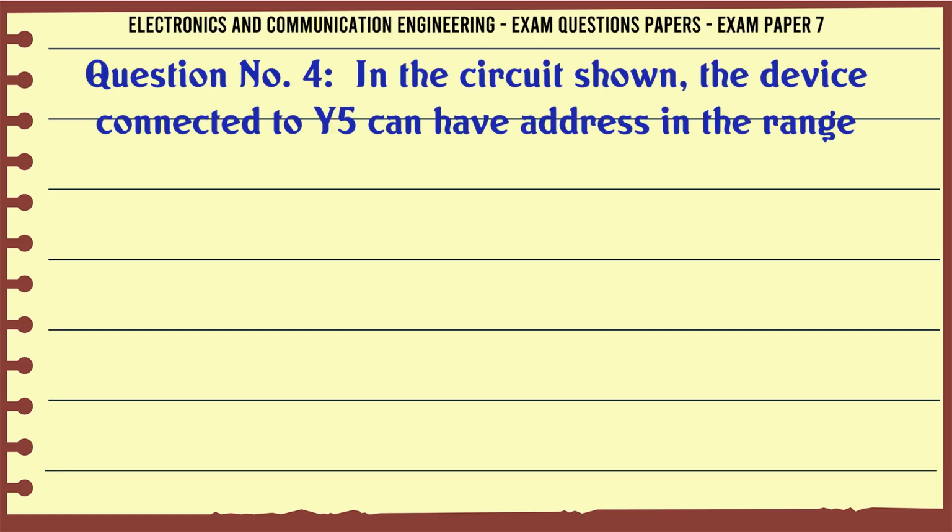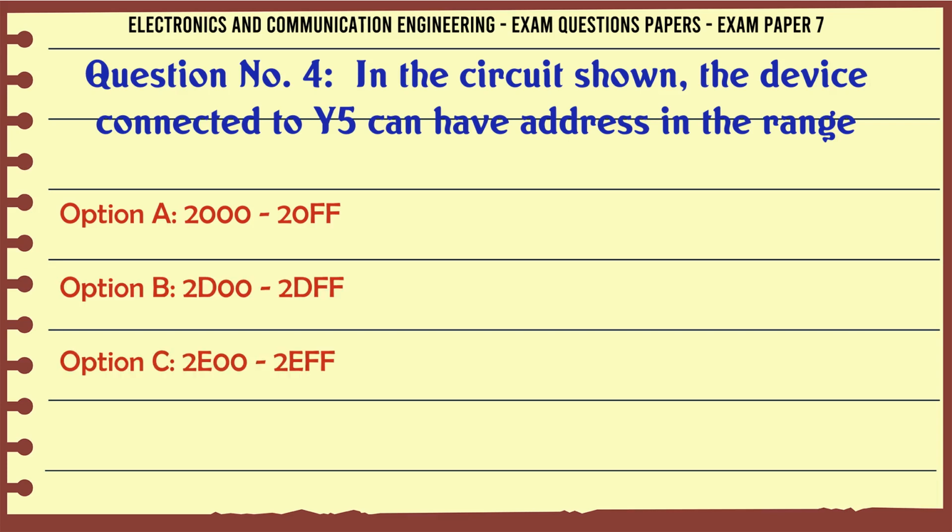In the circuit shown, the device connected to wire 5 can have address in the range A 2020F, B 2D002DFF, C 2E002EFF, D D00FDFF.